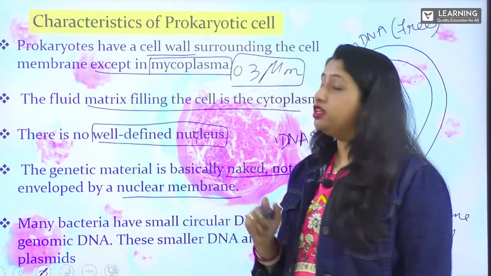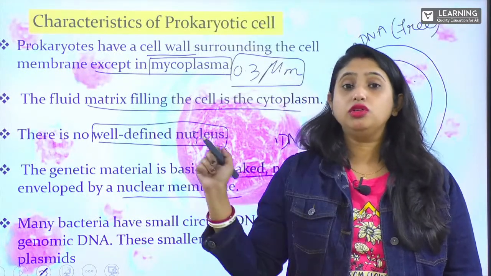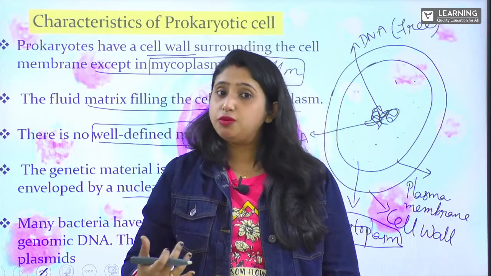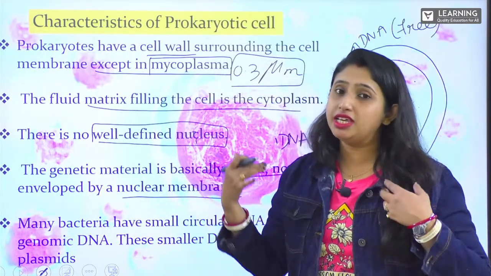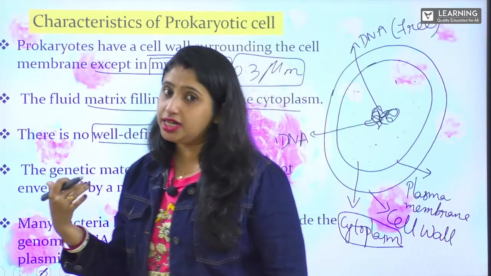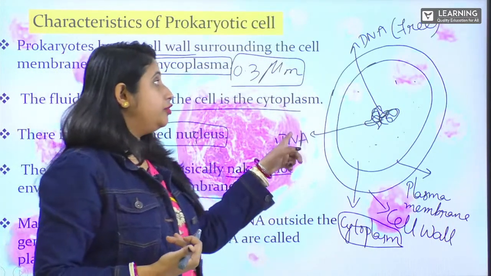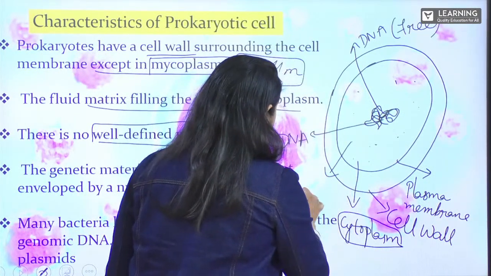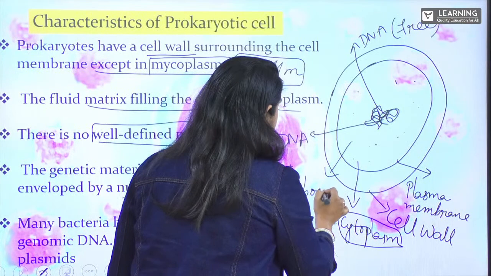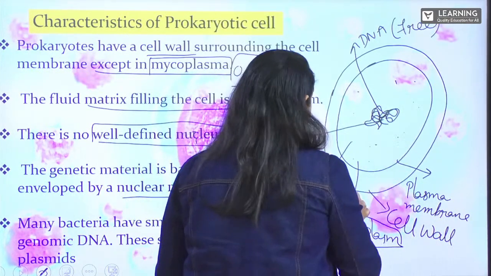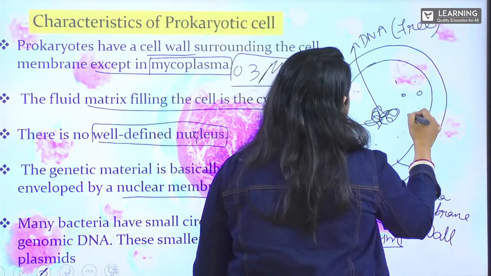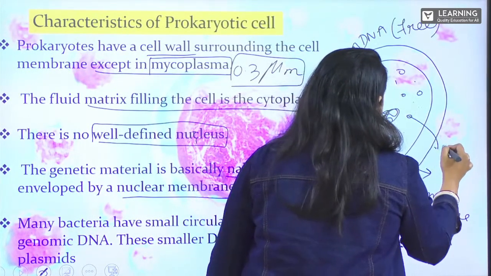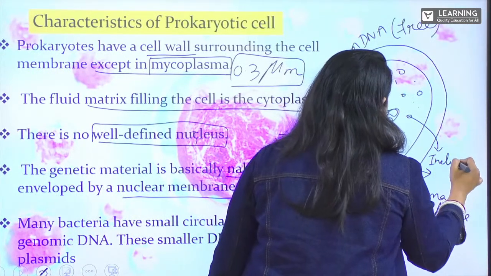So in case of them, they do not have a nuclear membrane, and also cell organelles like mitochondria, endoplasmic reticulum, Golgi bodies, all these are absent in the prokaryotic cell. Clear? So what they have is only the ribosomes, right? And they have the inclusion bodies. These inclusion bodies are responsible for the storage of food.